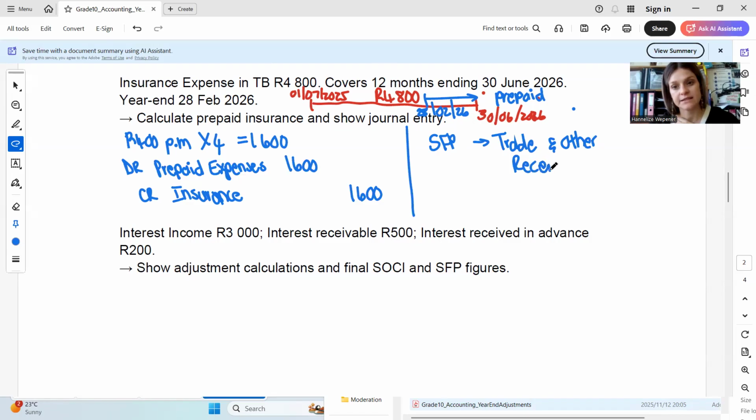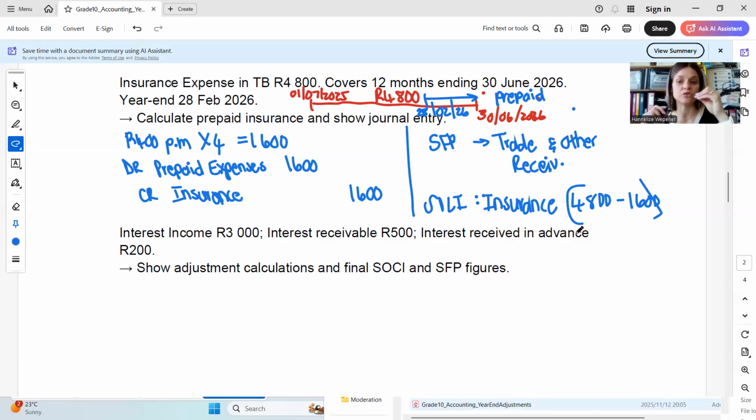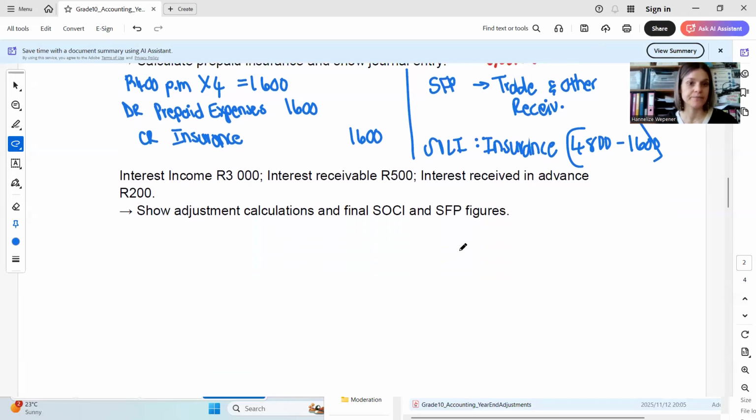Trade and other receivables as prepaid expense. And then in your SACI, when you're looking at the operating expense insurance, you will no longer have the 4,800 that you started with. You will have that less 1,600. So in other words, your insurance expense in your SACI will be 3,200 because you've removed whatever you have prepaid because it's not an expense for the current financial year. Okay, so there's the general journal entry together with SFP and the SACI.